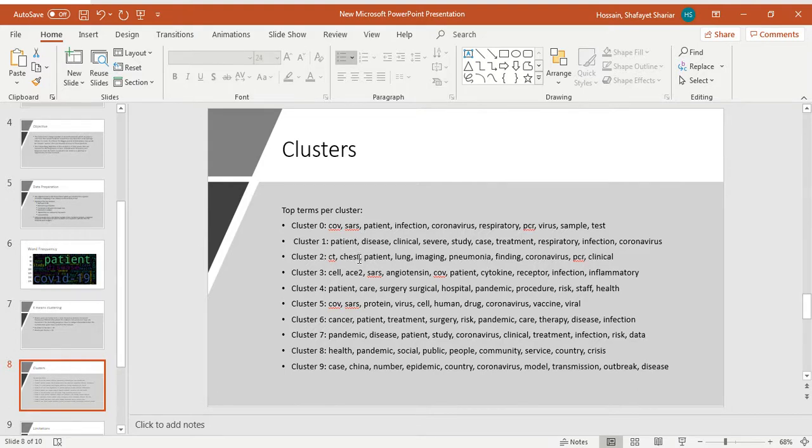For cluster 2, it is related to the respiratory issues of the patient. You can see that chest, patient, and pneumonia are indicative of this. At cluster 3, we can see that the terms are related to the cellular level. The terms in cluster 3 are mostly related to cells, angiotensin, cytokine, receptor, infection, and so on. So all of these clusters have certain qualities in them.